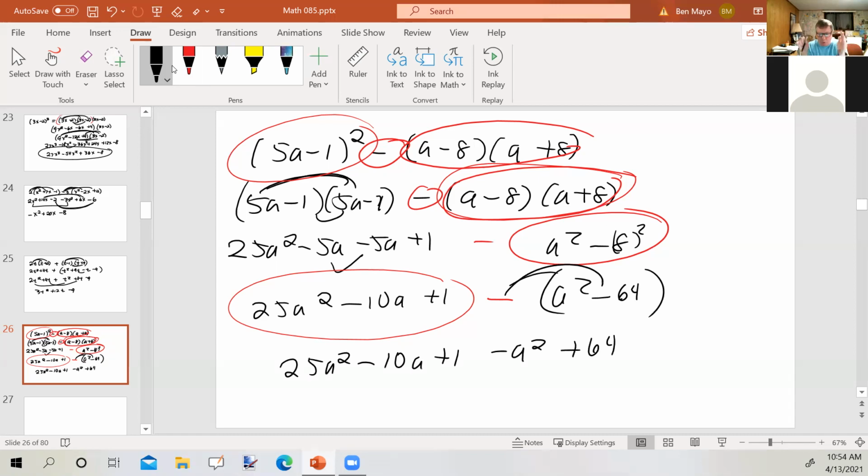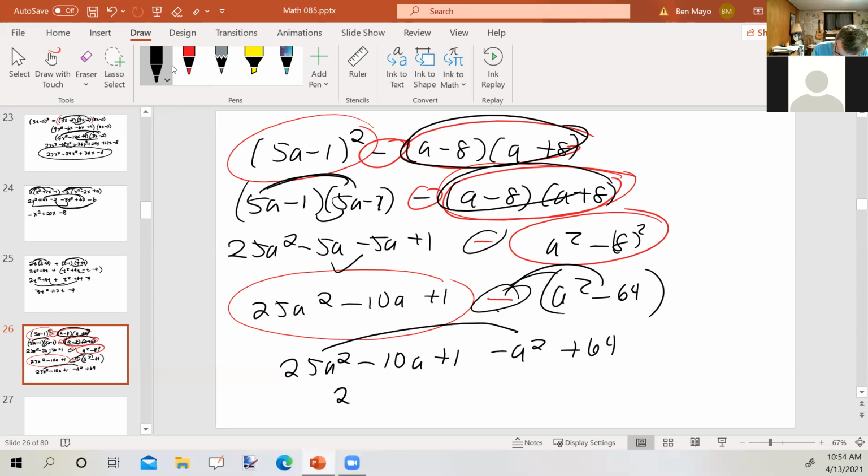If I fail to group that a squared minus 64, and I don't distribute the minus sign, I'm going to get minus a squared and then minus 64. But I've got to quantify that amount and subtract that whole thing. So be careful of that. Okay. The subtraction signs are the problem. All right, now combining the like terms, we've got 24a squared minus 10a plus 65. Okay, any questions there?